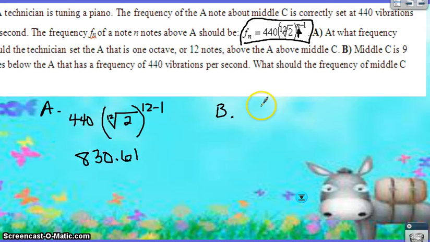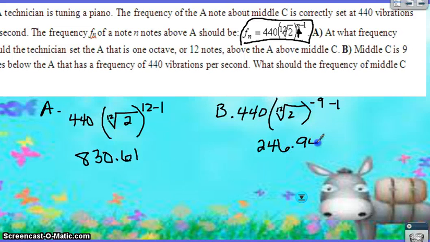For letter B, it says middle C is 9 notes below. What do you think that means? Below compared to above. Hopefully you're saying negative. So in this case, 9 notes below would be -9. We're still using that same formula, plugging it into your calculator, and done. Again, every single problem.